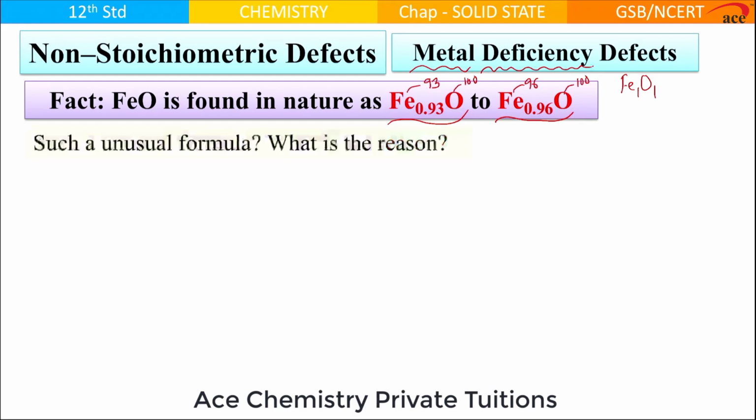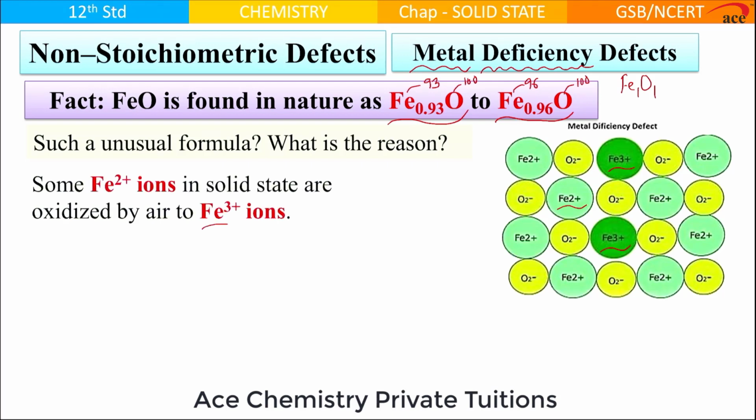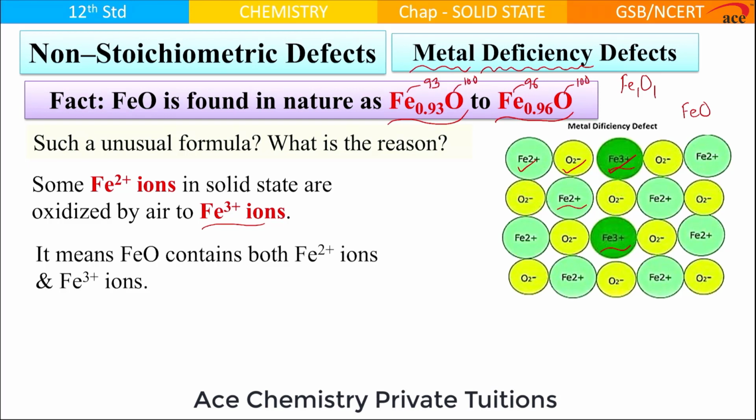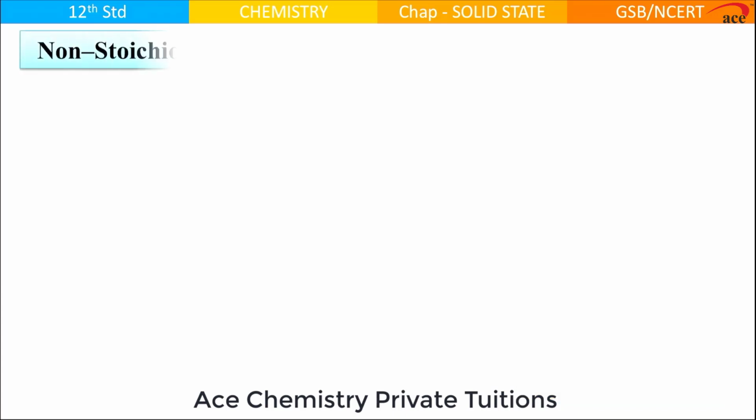Now, we have a question in our mind: why this unusual formula? What is the reason? The reason is that some ferrous ions get converted to ferric ions by air. So, when ferrous oxide solid is exposed to air, some ferrous ions get converted to ferric ions. That means in ferrous oxide solid, we have ferrous ions as well as ferric ions along with oxide ions. Both these ions cancel the charge on oxide ions. Because of this, the unusual formula exists. Such a type of defect is called metal deficiency defect.